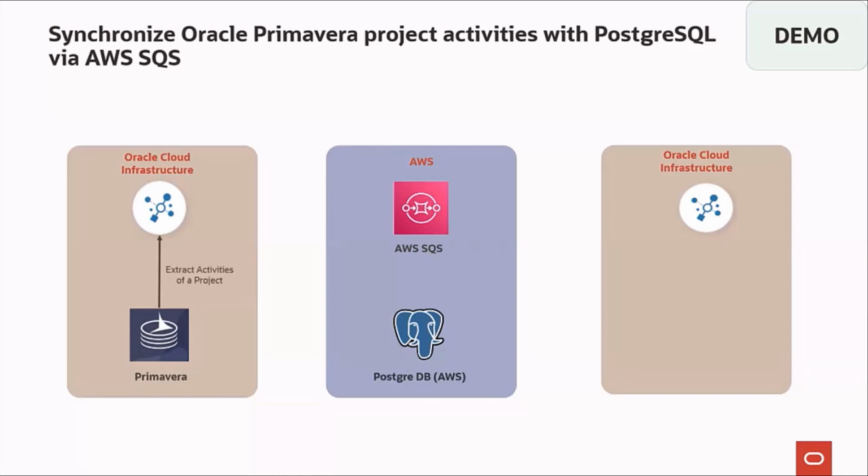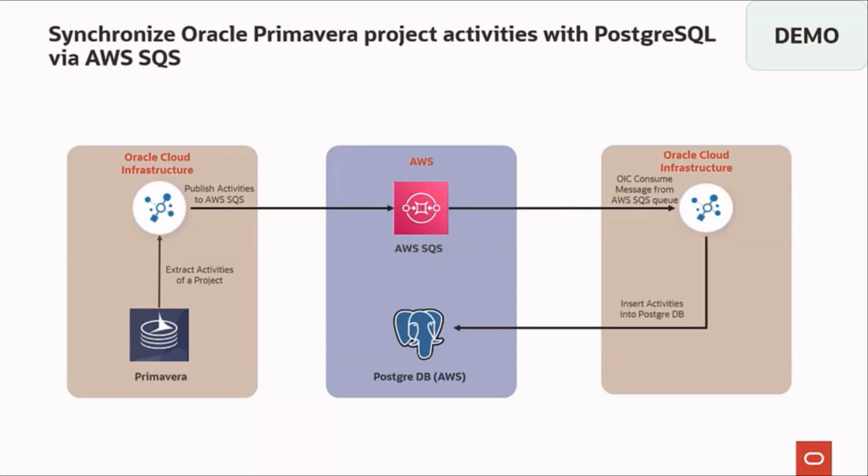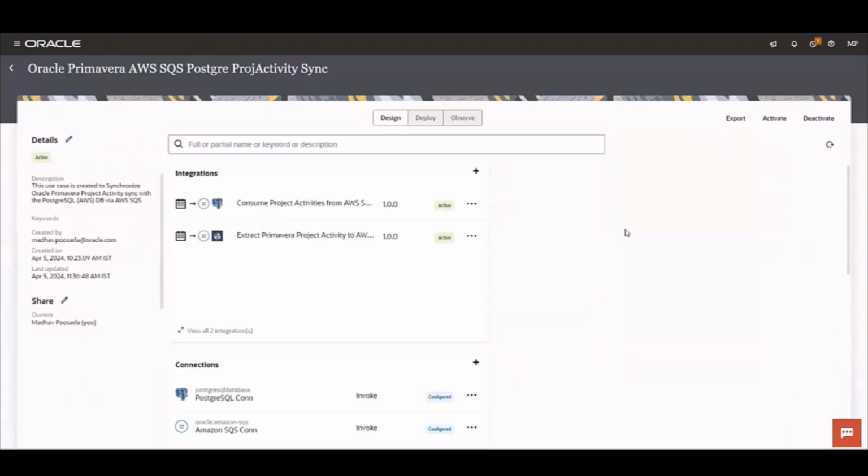So OIC extracts the activities of a project from Primavera Cloud and then publishes the activities to the AWS SQS. OIC consumes the messages that are available in the AWS SQS and then inserts the activities into PostgreSQL DB, which is hosted on AWS. Let's now go into OIC and see how this use case is achieved using Oracle Integration.